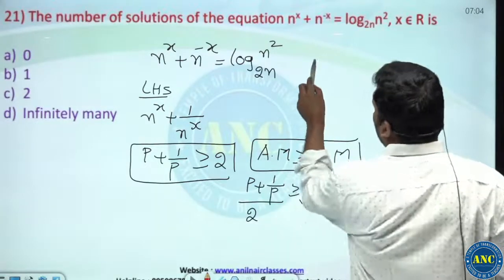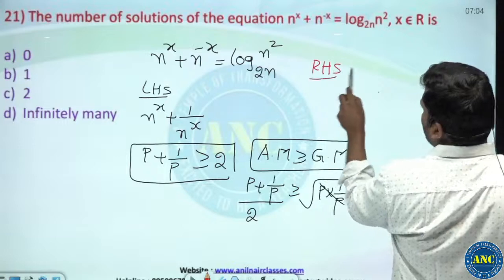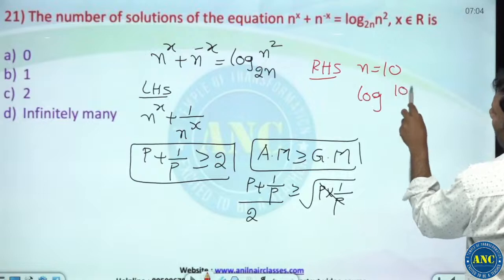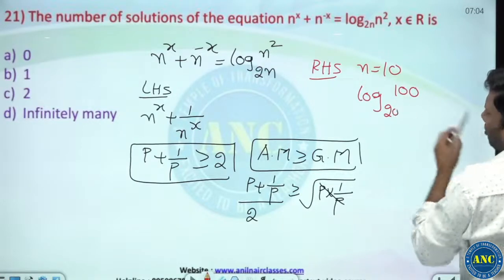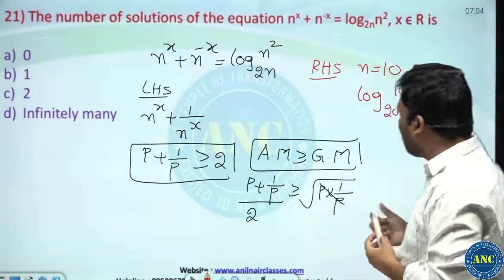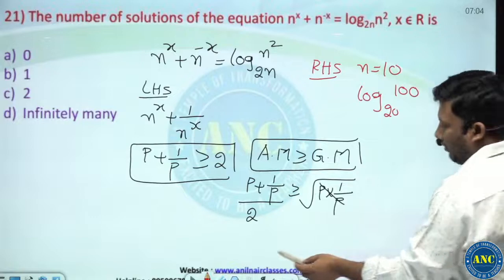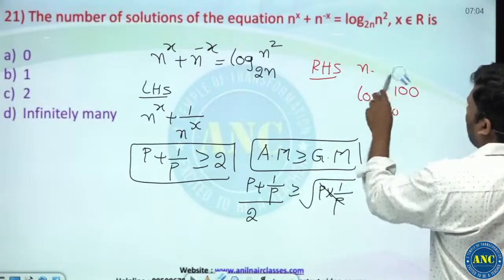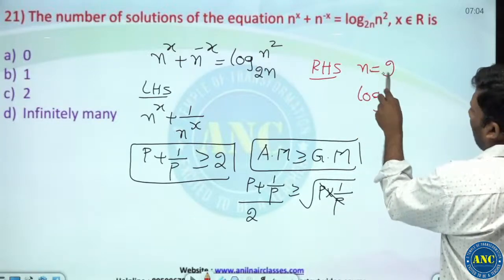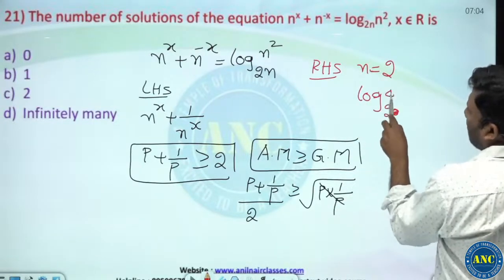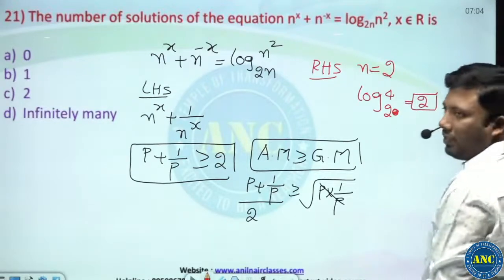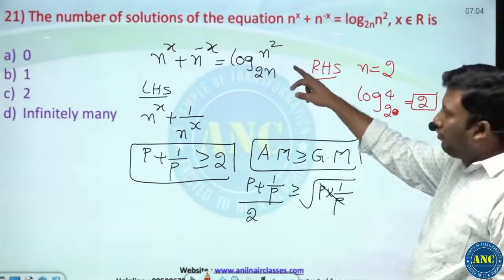Right hand side, RHS. If I take n value 10, just for our calculation, n square will become 100, and 2n will become 20. Now if you see, the left hand side is greater than or equivalent to 2. Suppose instead of n value 10, let us take n value 2, the calculation will become easier. n square will become 4. Log 4 base 2, it is 2. Log 4 base 2, 2 square is 4.